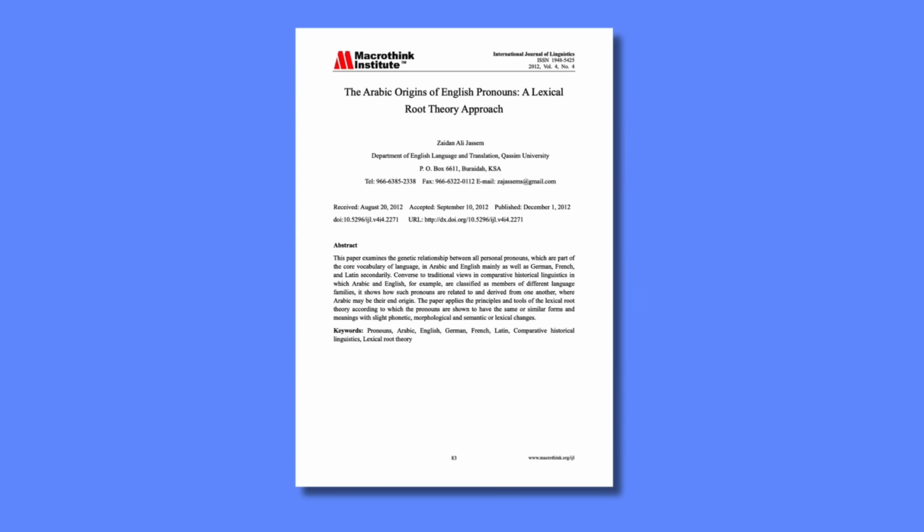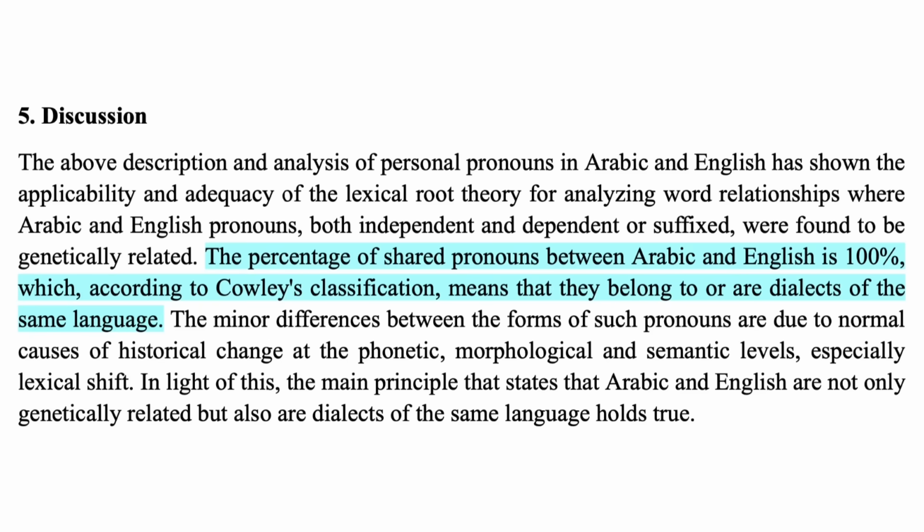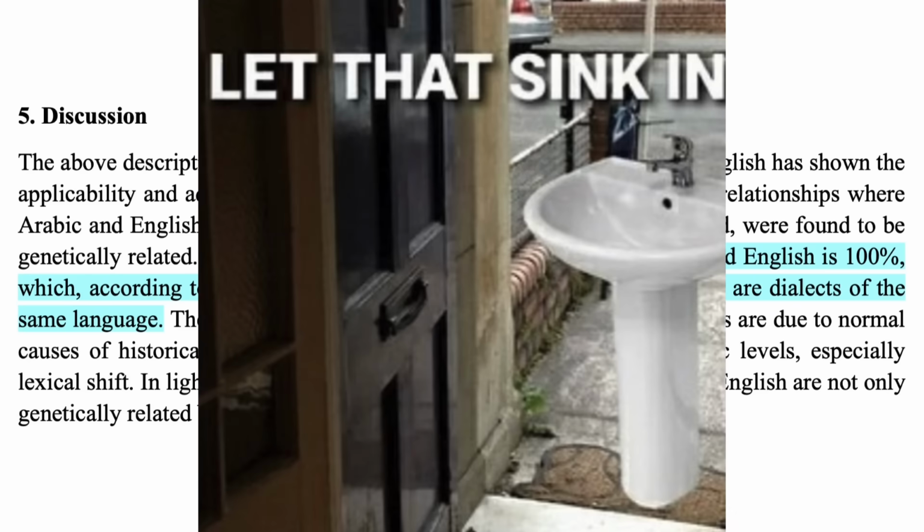The rest of the paper pretty much continues with more of these examples, and then concludes with one of the most absurd sentences I've probably ever heard in my life. The percentage of shared pronouns between Arabic and English is 100%, which, according to Cowley's classification, which is in relation to the Swadesh list, means that they belong to or are dialects of the same language. According to Zaid and Jassam, English and Arabic are dialects of the same language. I mean, let that sink in, bro.